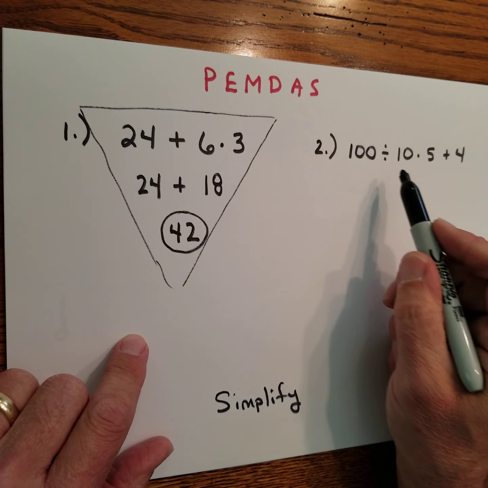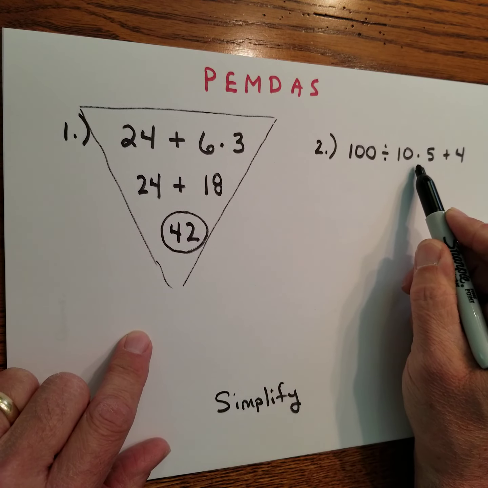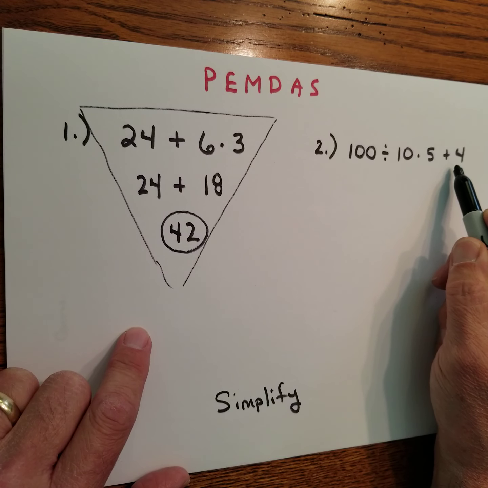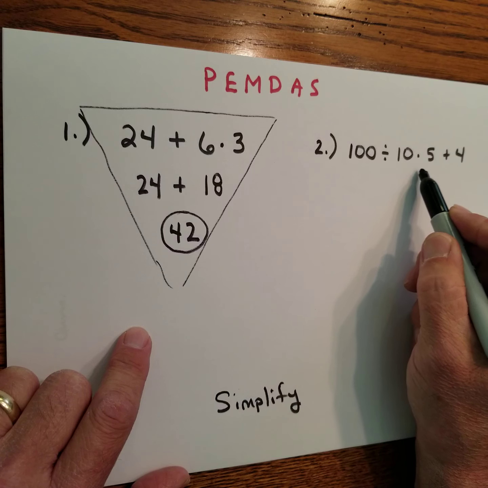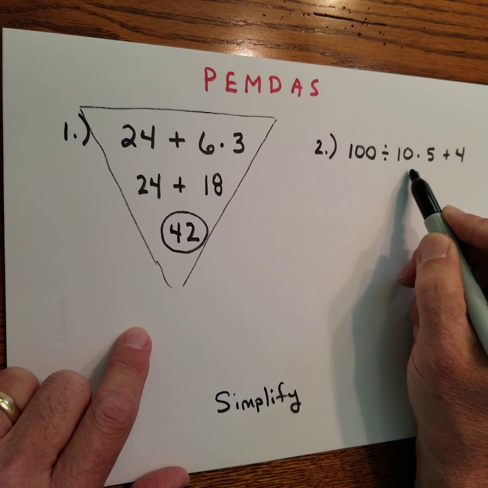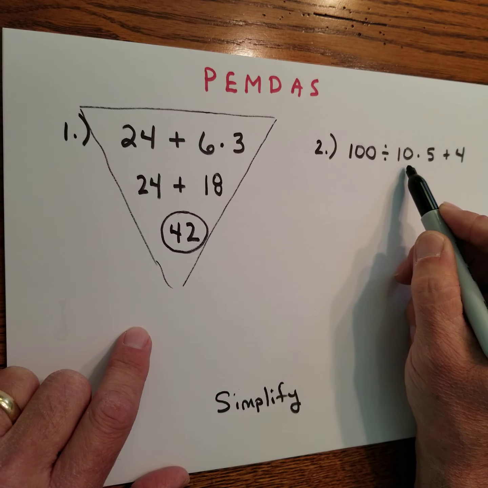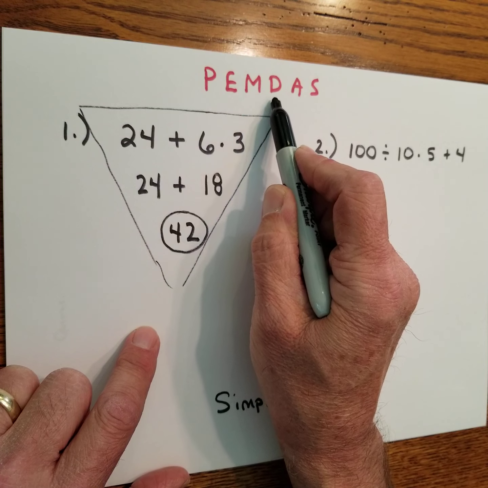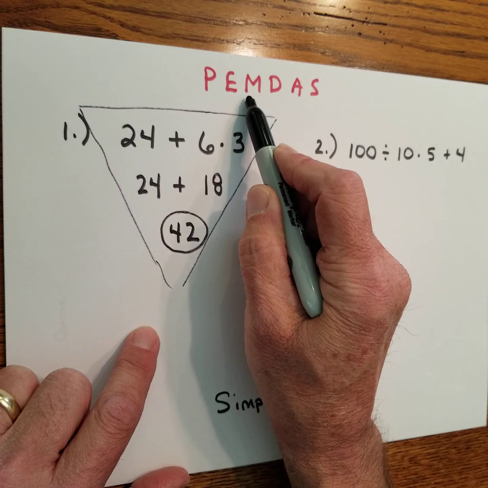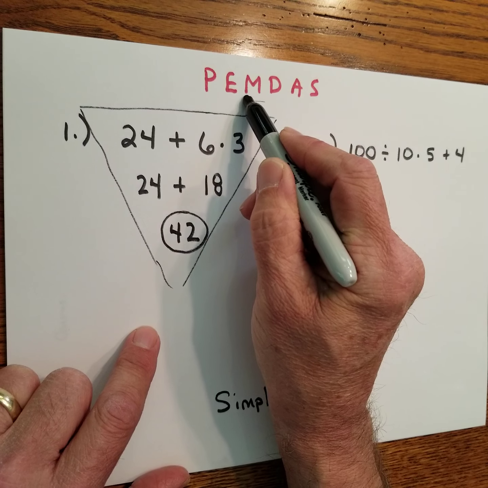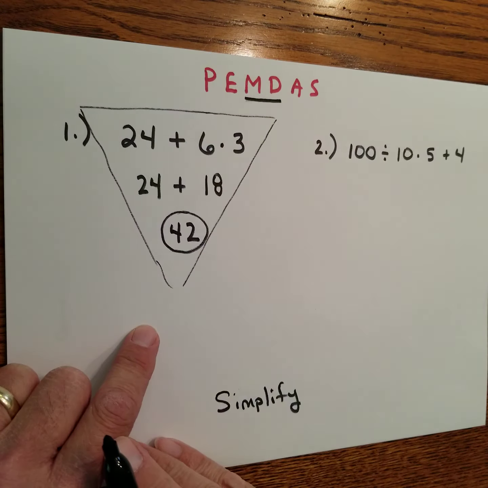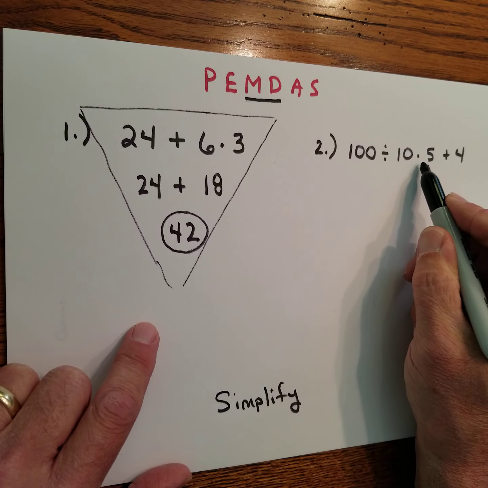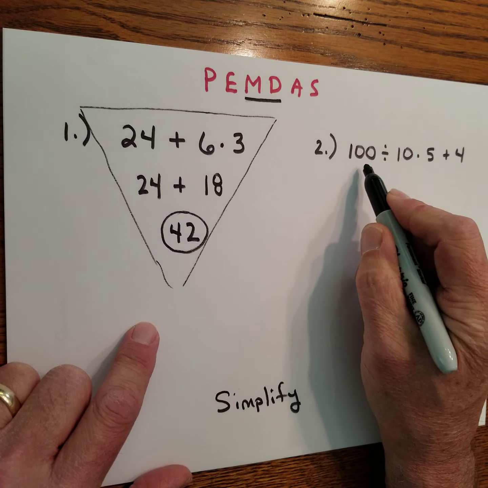Number 2, I see division, multiplication, addition. That's a busy problem. It's a very common mistake to multiply these two numbers together first. That would be very convenient, wouldn't it? But remember, in PEMDAS, multiplication and division, it's not multiply first and division second. Those happen at the same time, and you go left to right. So if there's division and multiplication in the same problem, we go left to right.